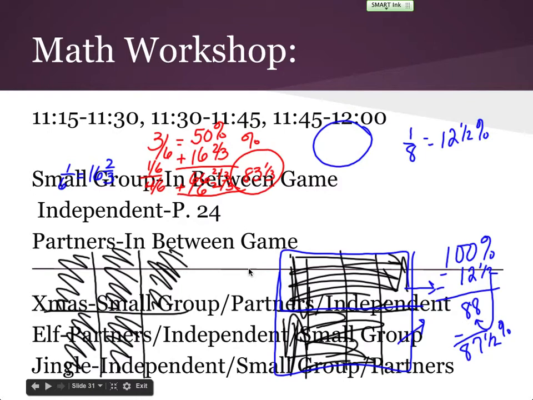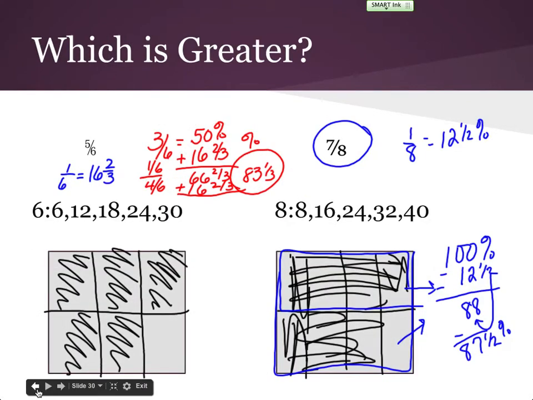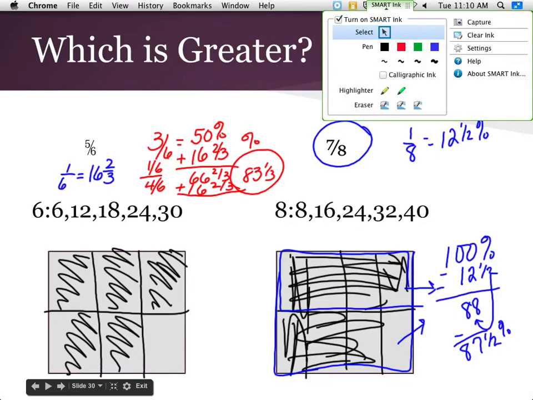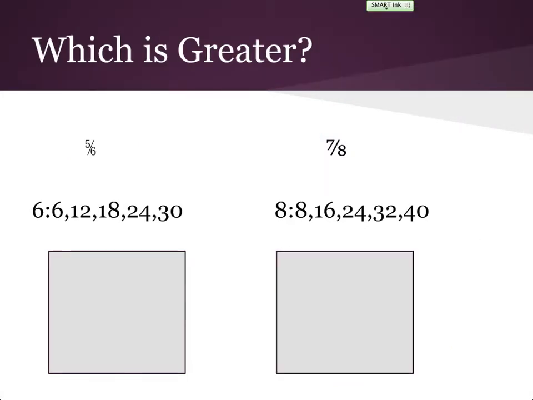Whoops. Can you clear the ink, please? And tell me the time that we're at. Okay, clear the ink, please.